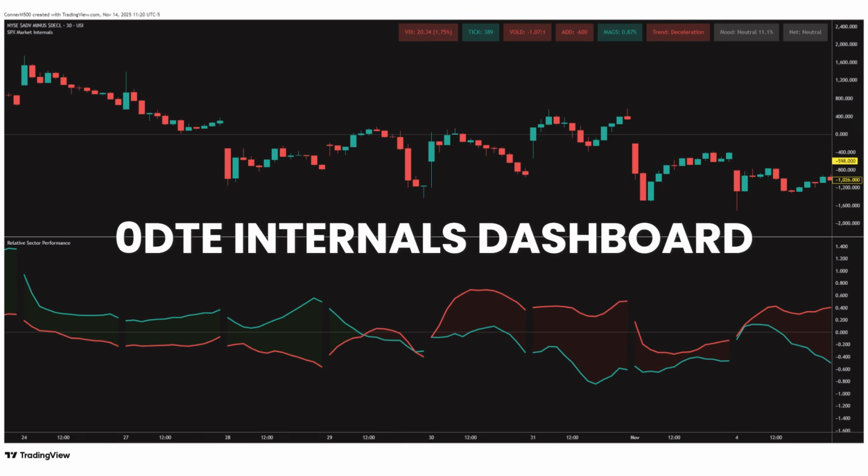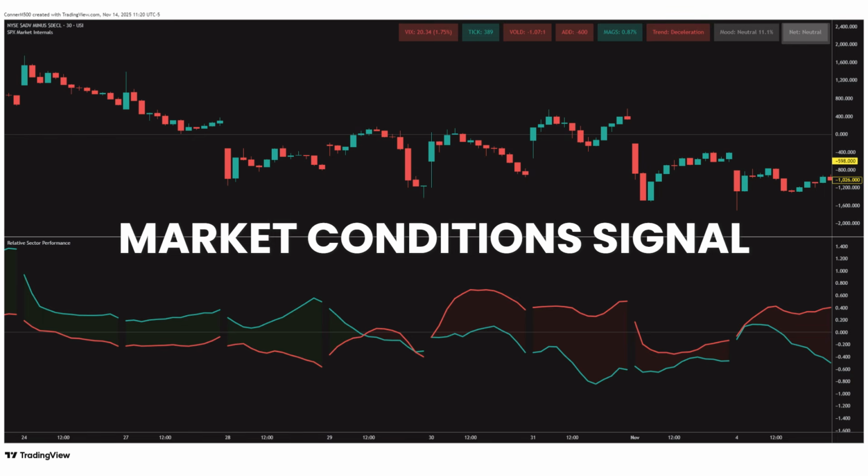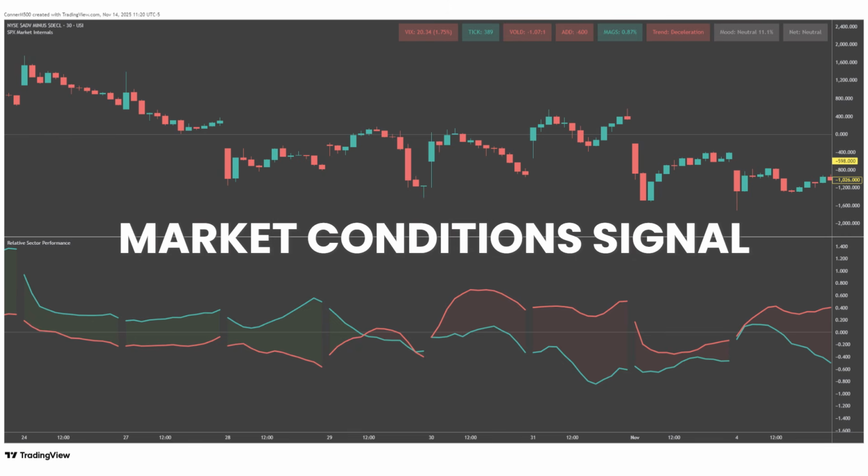Now, as you can see, market internals provide a lot of detailed information, but take time to learn how to interpret. That's why we've condensed it all into one easy-to-read signal. Our market conditions signal gives you a clear, straightforward view of market direction and volatility. Meanwhile, the 0DTE internals dashboard provides the deeper details behind the signal.